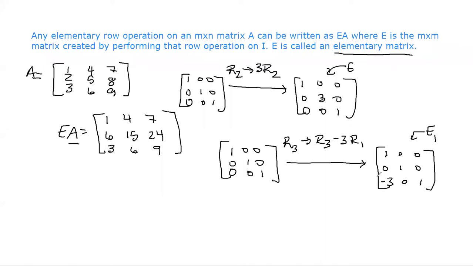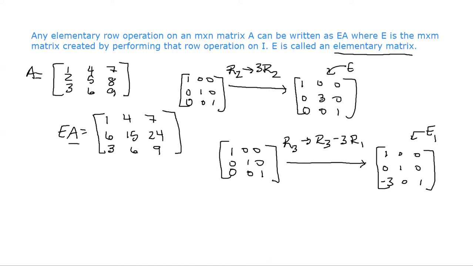I'll call this E1. And if you do E1 times A, you'll get the matrix A, but doing that row replacement on that third row. So these are elementary matrices. And why are we introducing these? Why do we care? Well, it turns out that elementary matrices are useful because every elementary matrix is invertible.